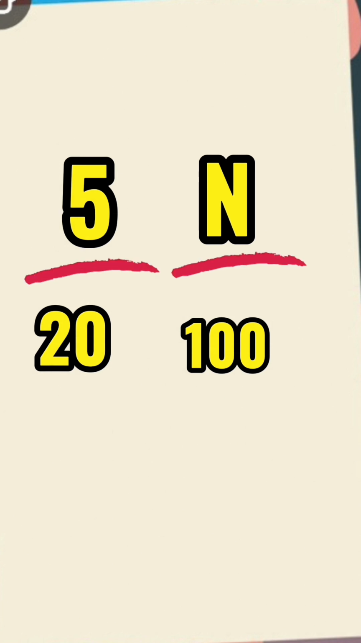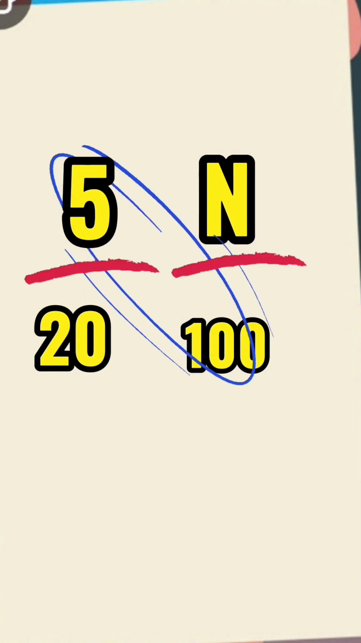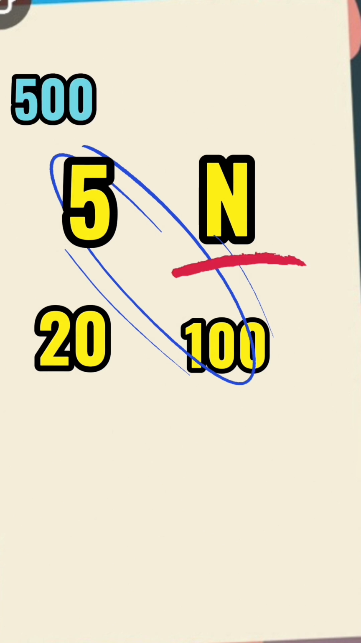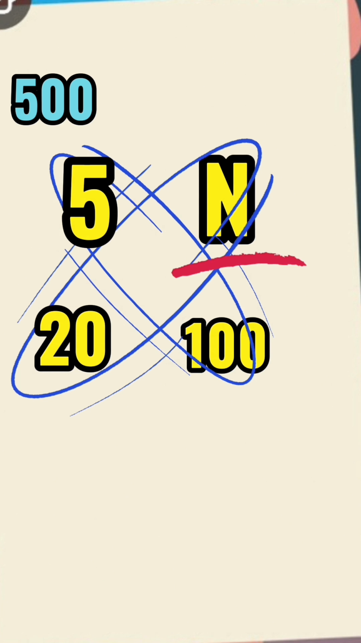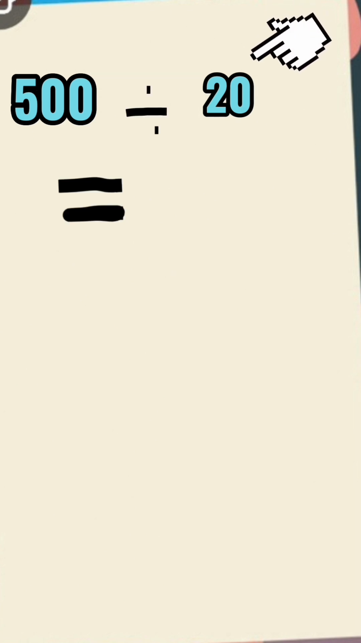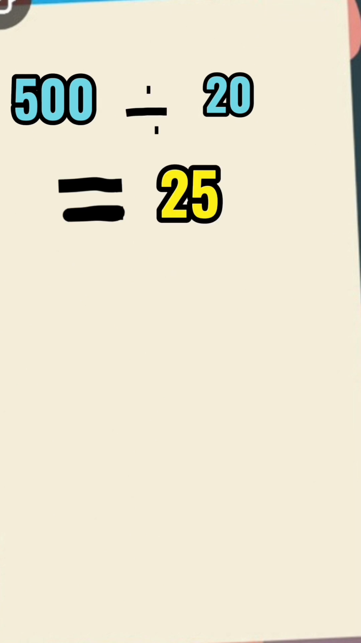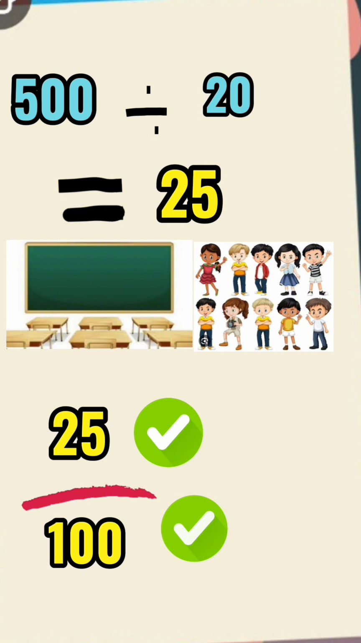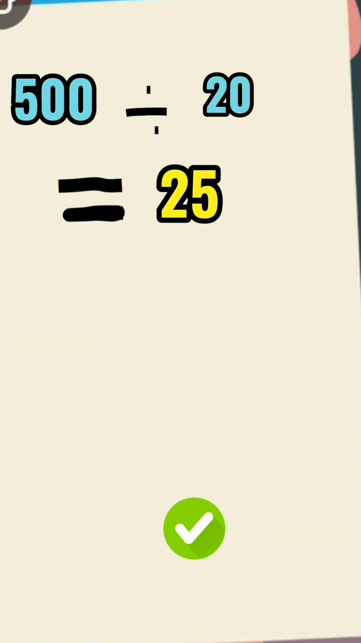To find it, first, we need to use cross multiplication. Let's multiply 5 times 100. 5 times 100 equals 500. And 20 times n equals 20n. Now, we need to divide the answers of the two. 500 divided by 20 equals 25. It means that we need 25 classrooms for 100 students.